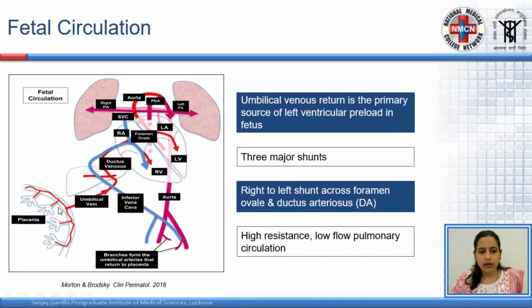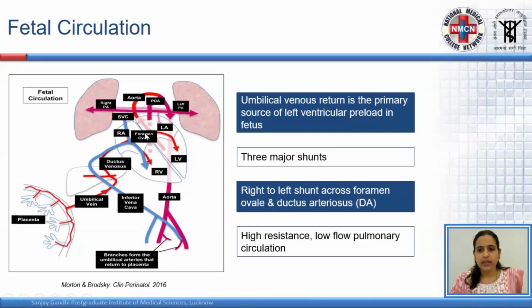So, the placenta supplies the oxygenated blood to the fetus through the umbilical vein, which splits at the level of the liver. Some part of it perfuses the hepatic circulation, and the majority of this oxygenated blood is shunted via the shunt known as ductus venosus. It will take this blood into the right atrium.